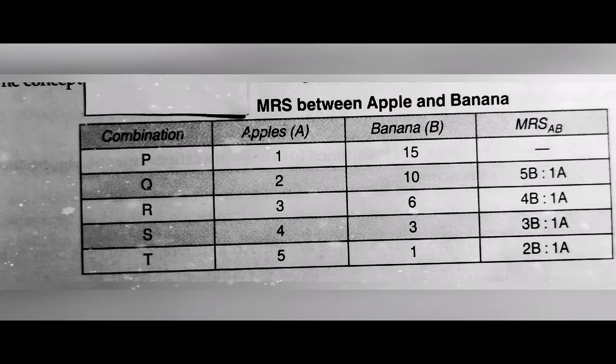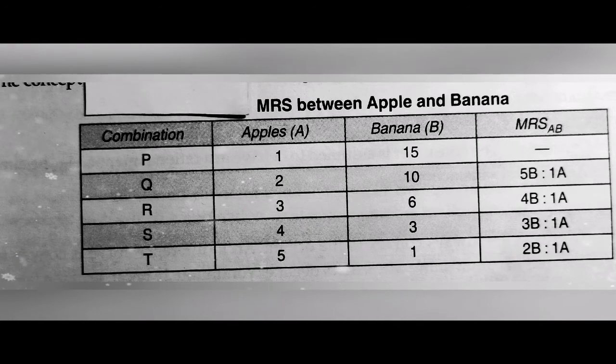Just as we can see, in combination P, one apple and 15 bananas, there is no substitution yet. In Q, 2 apples, 10 bananas, means 5 bananas are substituted to get 2 apples. Then again 3 apples, 6 bananas, means 4 bananas are substituted for 1 more apple. So 4B is to 1A. Then in S, 4 apples, 3 bananas, means 3 bananas are substituted for 1 more apple.